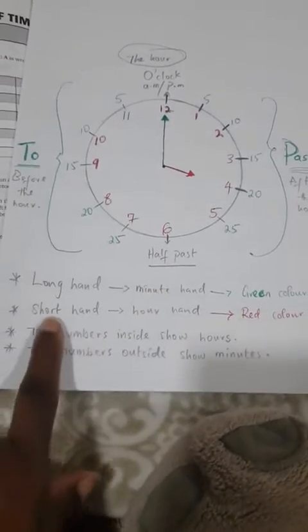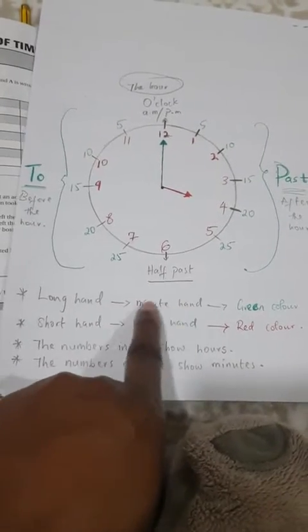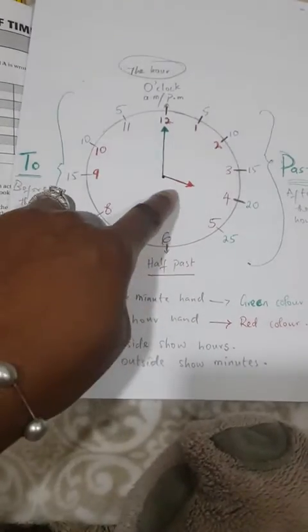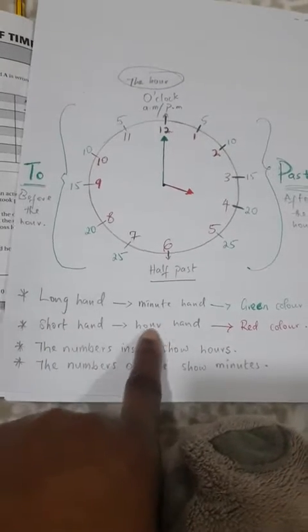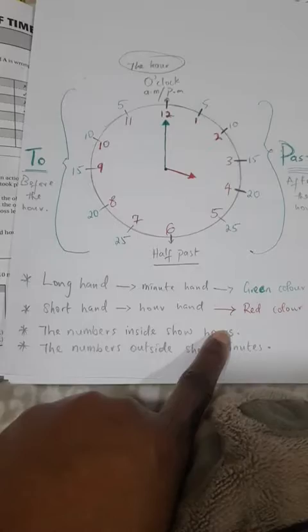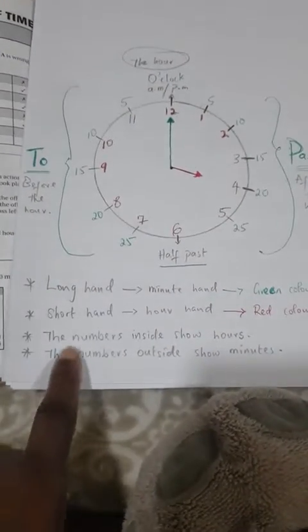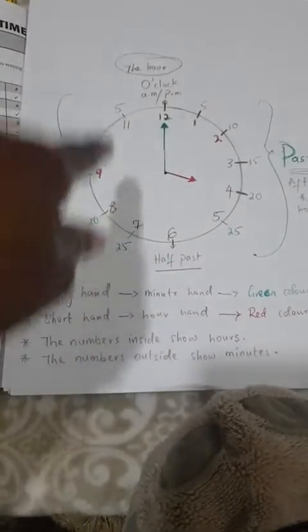Now, see what I've done here. The long hand, which is this green one, is the minute hand. The short hand, which is this red one here, is the hour hand. Okay? And then I said the numbers inside show hours, which are these numbers here, the ones within the clock. The numbers outside show minutes, which are the numbers outside the clock.